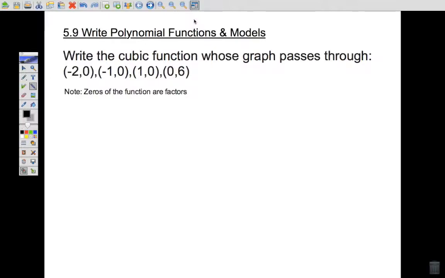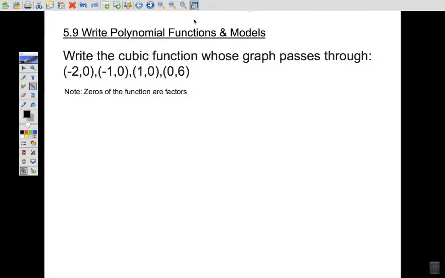Now these points won't be random points. The first 3 points will be what we call the zeros of the function. In other words, those are the points where the polynomial crosses the x-axis when graphed. You've just been given the x-intercepts.